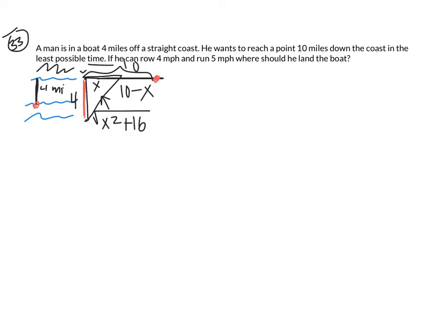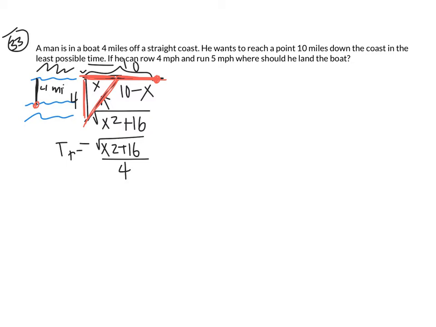This is the point he wants to reach at the end, which is 10 miles down, which means that this part is 10 minus x, this part is x, and this part is the square root of x squared plus 16. So the time it would take him if he was just rowing, we'll call that time 1, time to row, would be the square root of x squared plus 16 over 4, because distance equals rate times time, so time equals distance over rate.